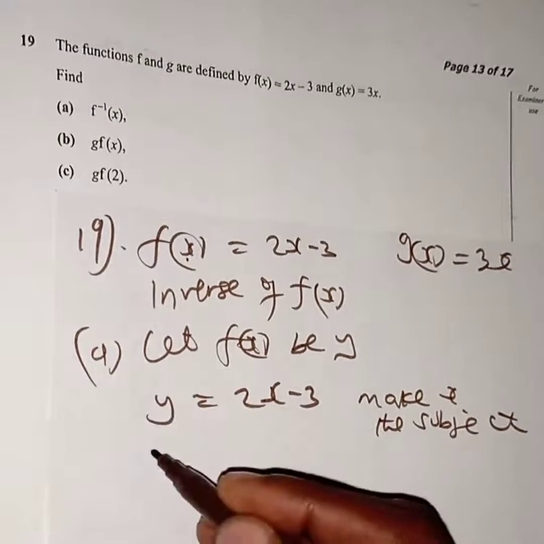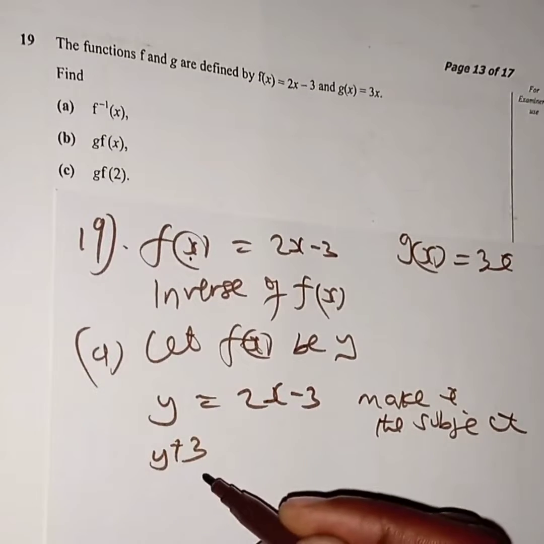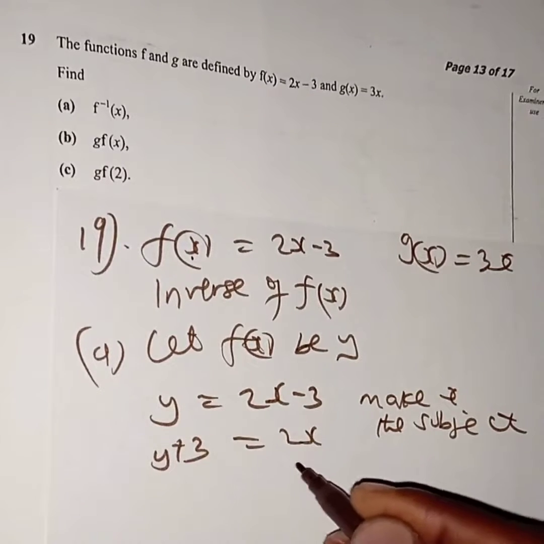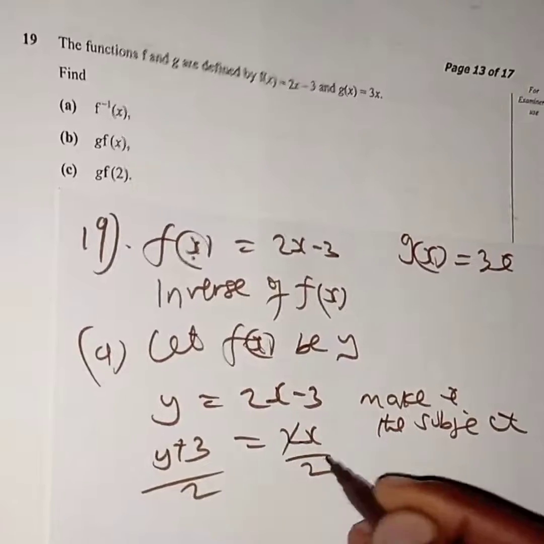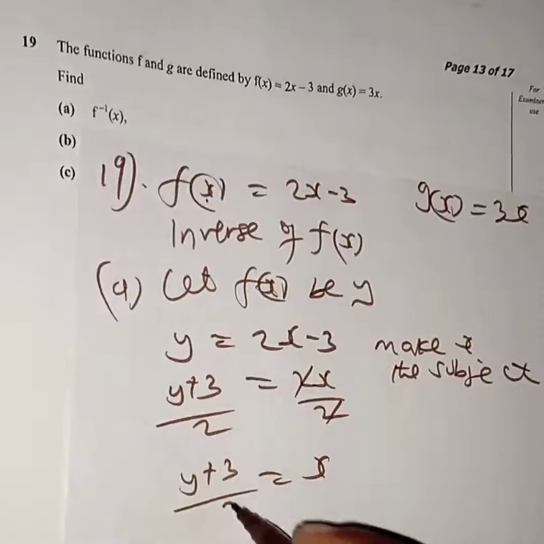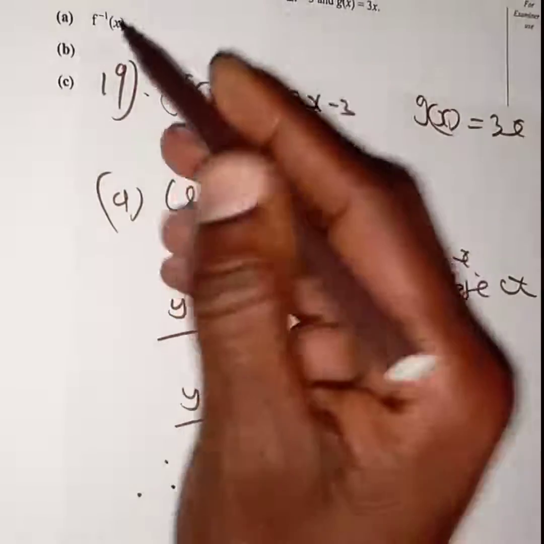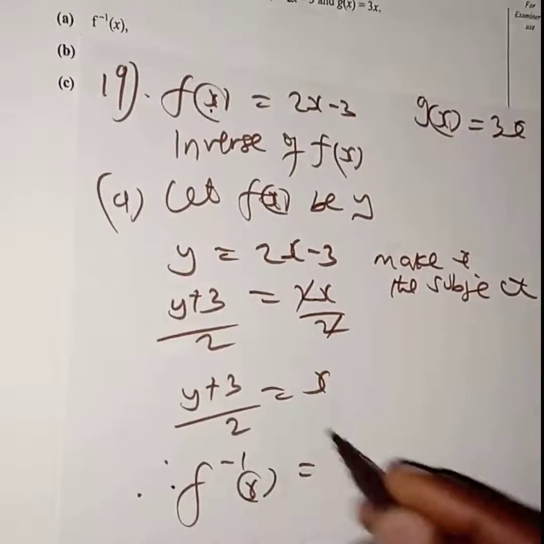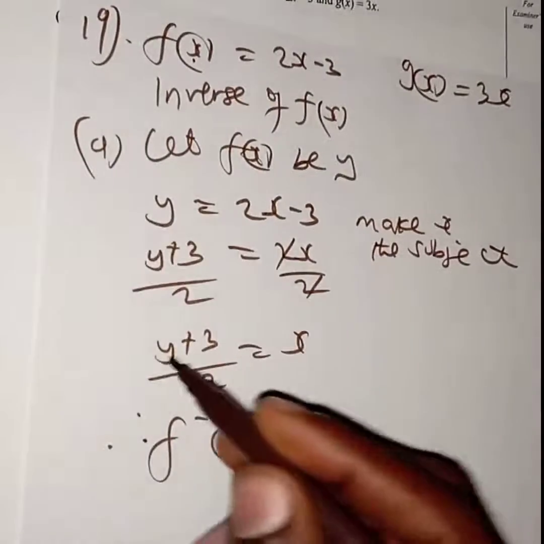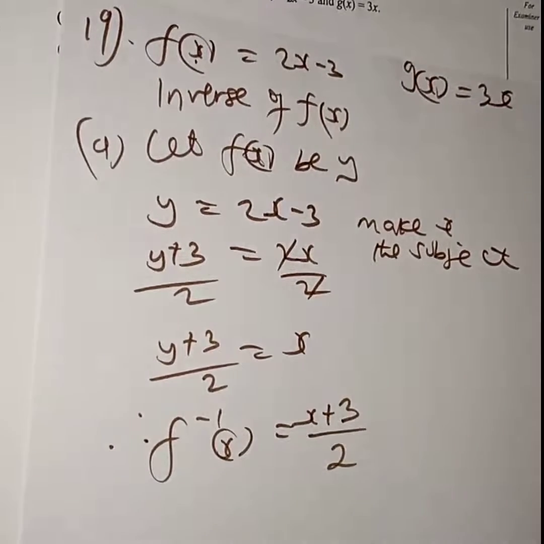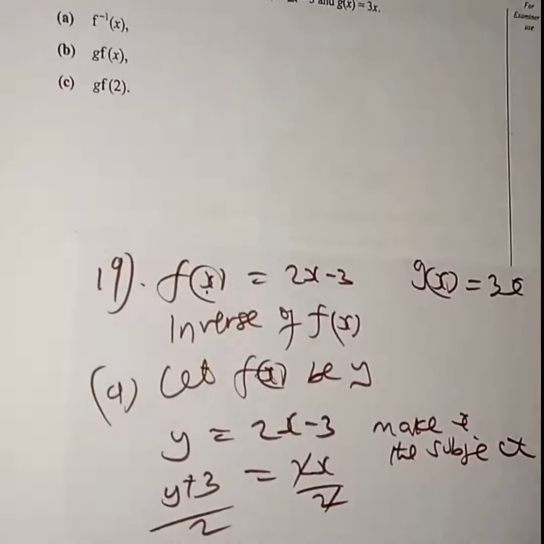So -3 will cross, it will be +3. It means 2x remains. Now make x the subject. Over 2, cancel, x remains. You see, we have this remaining. Finally, the inverse of function f will be this y, write it in terms of x, to be x, then +3 over the same 2. This is what you do. That's the inverse of f of x.